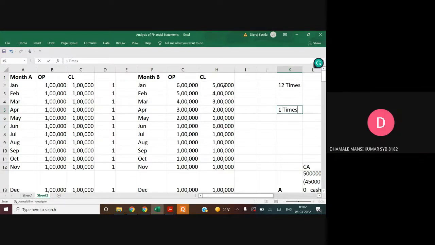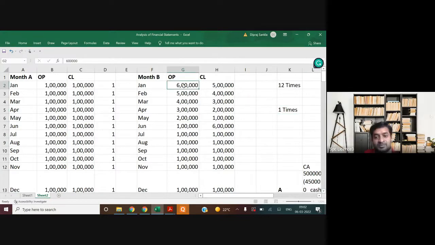Yes, sir. And now this is the policy of this company. This is the policy of this company that it buys goods.